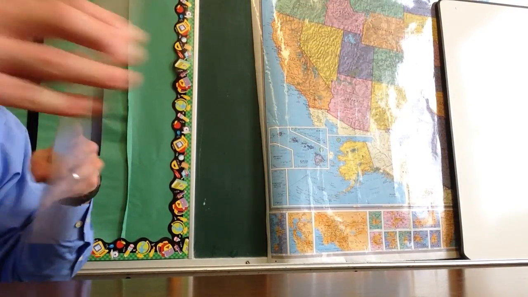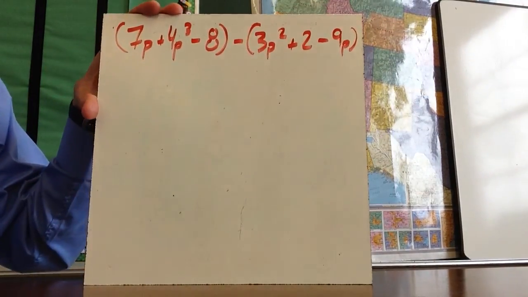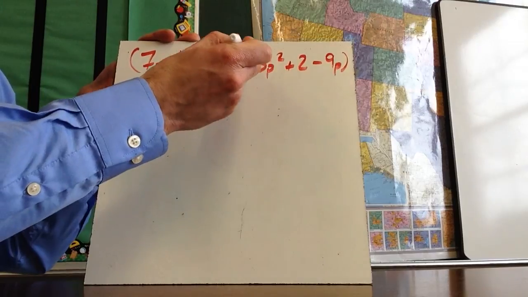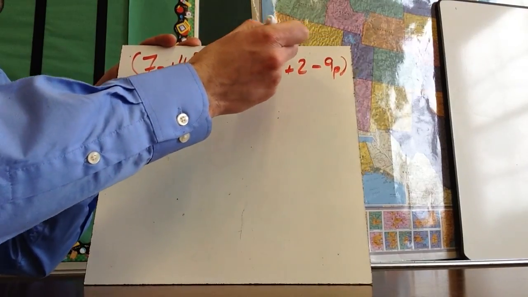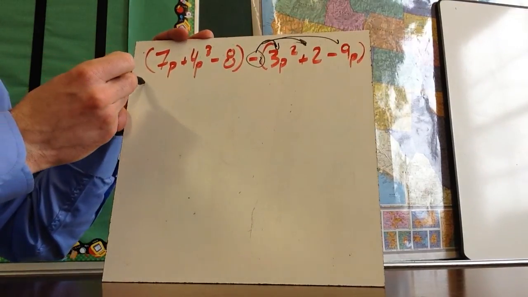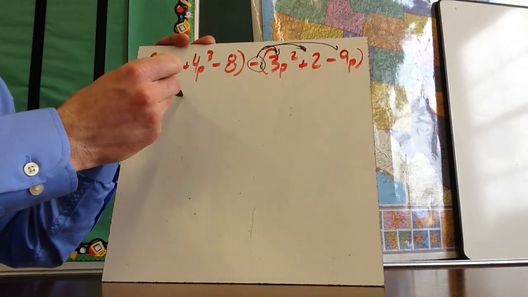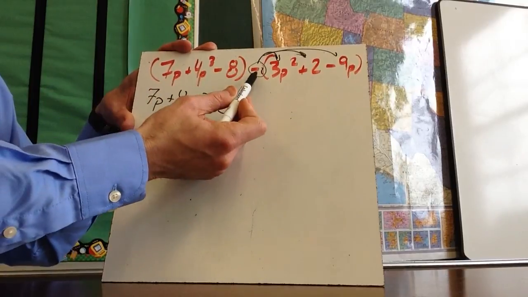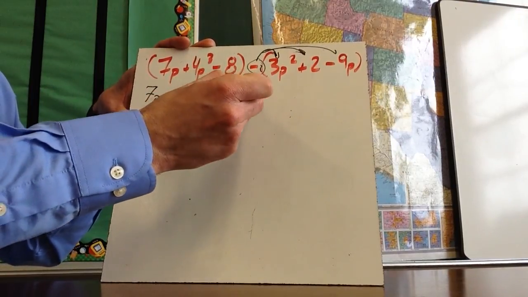So, taking a look at this problem, if we're going to do the horizontal method, so we're going across, remember this is a negative 1. I need to take this negative 1 and distribute it to each of these. So as I write this out the long way, this becomes 7p plus 4p to the third minus 8. Negative 1 times 3p is negative 3p.